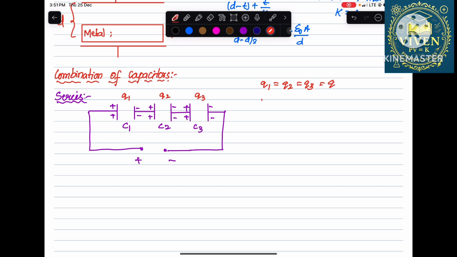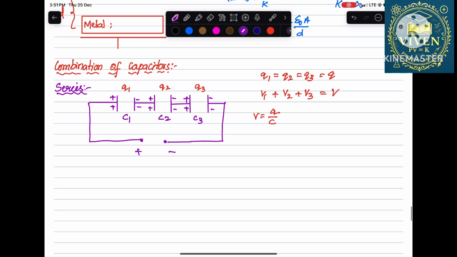And who is going to be distributed? The potential across the capacitors is going to be distributed or shared. So it is equal to V. So that's it. From this, what I can calculate simply, V is equal to Q upon C. So using this logic, I can calculate when these are connected in series. So 1 by C series is equal to 1 by C1 plus 1 by C2 plus 1 by C3.